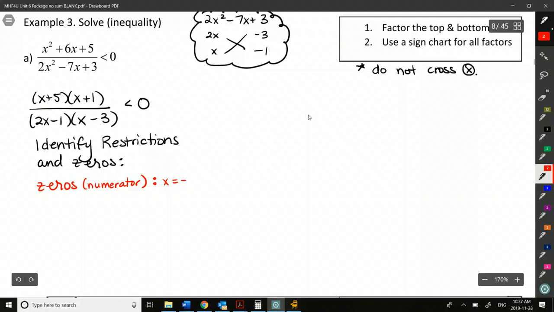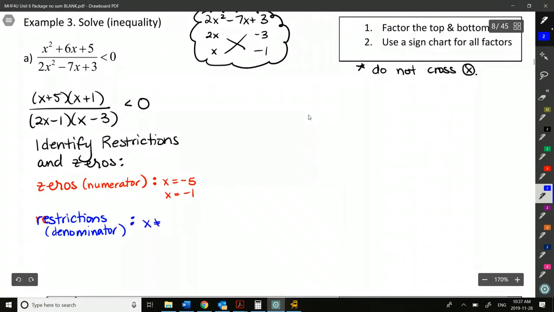Yes. These are my x-intercepts of my function, the zeros that we get from the numerator. The restrictions are from the denominator. What are our restrictions here? Jonathan? Positive half and positive 3.